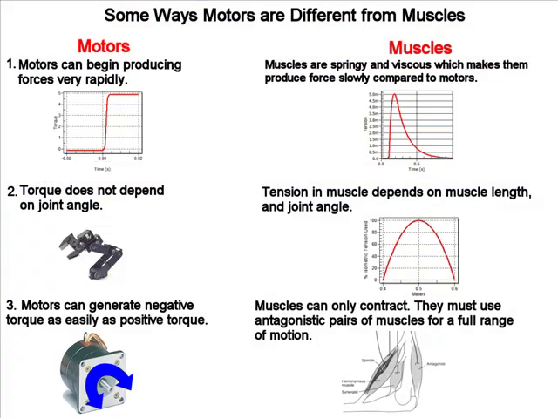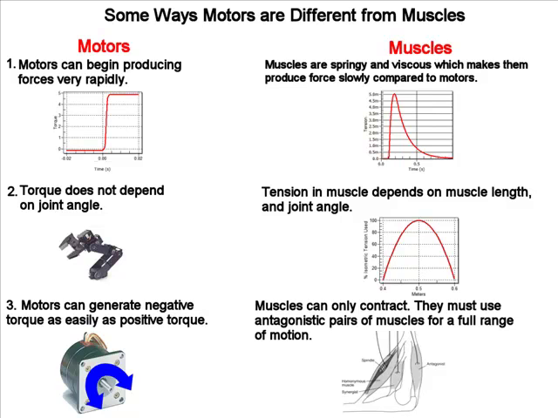Muscles don't behave like typical man-made actuators like motors that are used in robotics applications. A motor can begin generating full torque almost instantly. It can also generate that torque regardless of the position of the limb or the load it's trying to move. And motors can generate negative torques just as easily as positive ones.